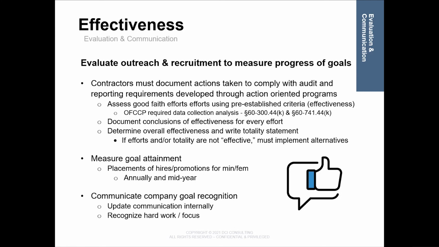And so once you have all your effectiveness decided for each effort, you're going to have all these little efforts, and at the end of the year, you'll need to take all these efforts and look at them as a whole to determine an overall effectiveness towards your action-oriented program goals. And then this overall effectiveness is going to be written into what is called a totality statement.